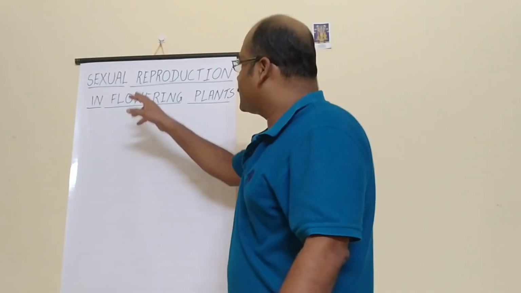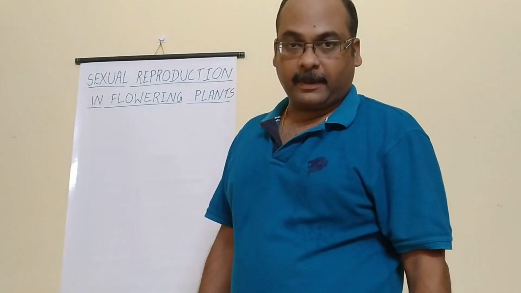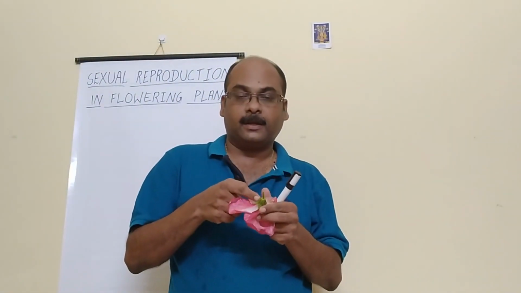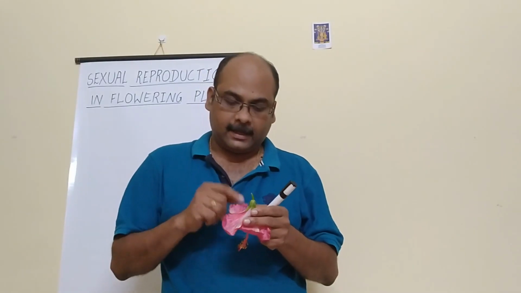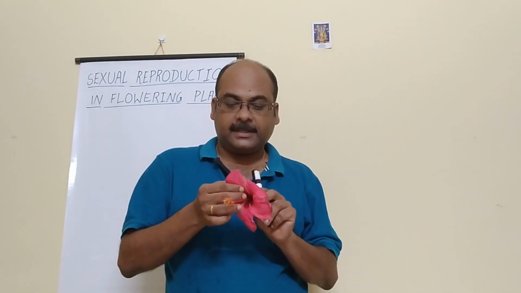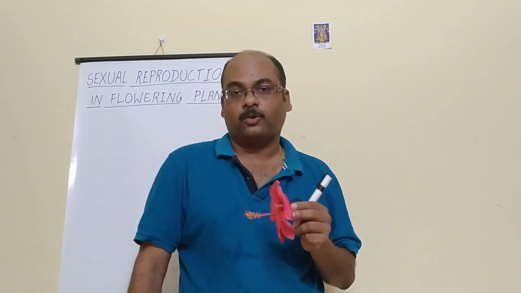In this video, we will discuss sexual reproduction in flowering plants. In flowering plants, the flower is the reproductive organ, and this is a flower. You can see the green part, it is called a sepal, and its group is called calyx, C-A-L-Y-X, calyx. You can see petals here, the colorful part, and the group of petals is called corolla.